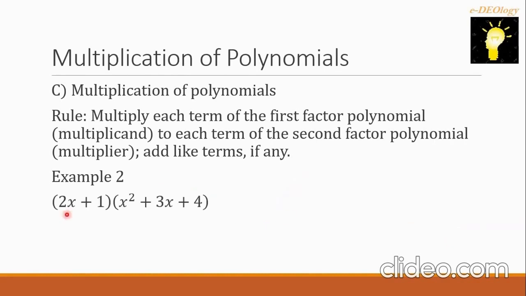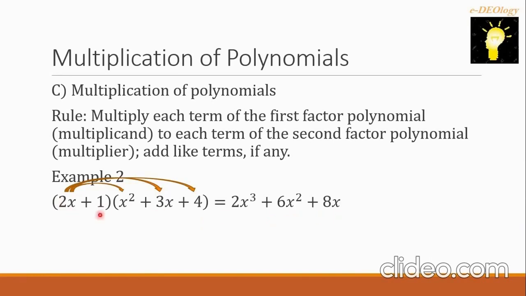Example 2, 2x plus 1 multiplied by the x squared plus 3x plus 4. So what we'll do, the 2x, the first term of the first group, we will multiply to all the terms of the other group. So the 2x multiplied to x squared, we will get the 2x cubed. 2x times 3x, you'll get the 6x squared. 2x times 4, you'll get the plus 8x or positive 8x.